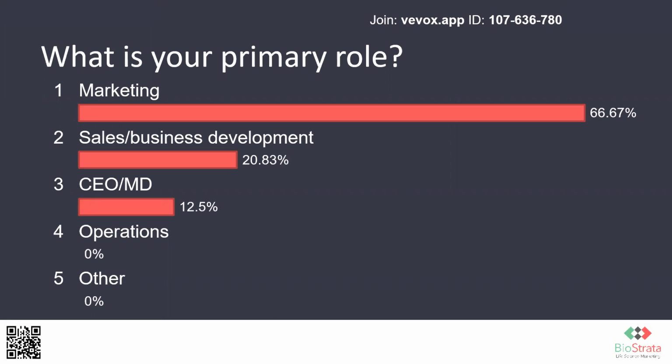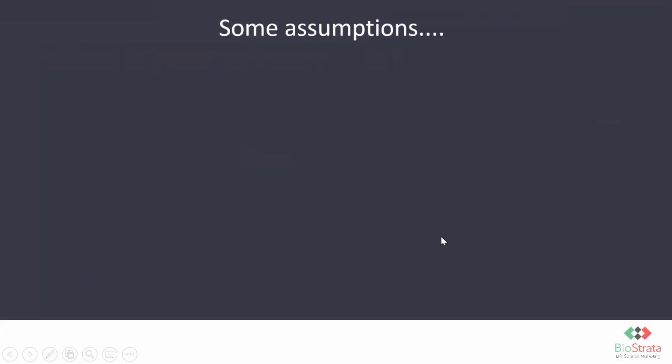Look at that. So two-thirds of you are in a marketing role, a decent chunk in sales and business development, and then also a handful of CEO and senior leadership. That is fantastic. That was kind of what I was expecting. Hopefully it's going to make the next slide make some sense, because before we get into the meat of the presentation, we have made a few assumptions as it relates to what content we're going to be focusing on.